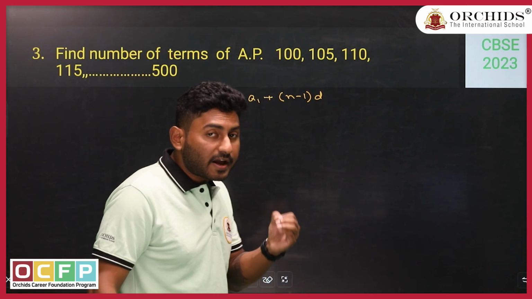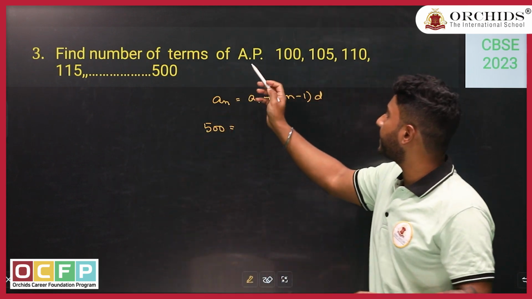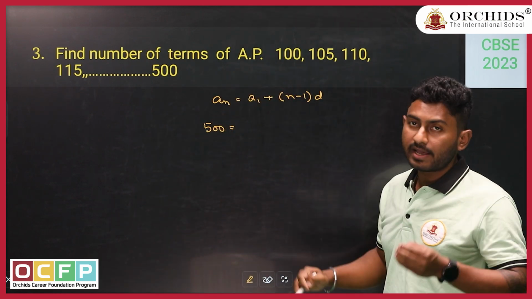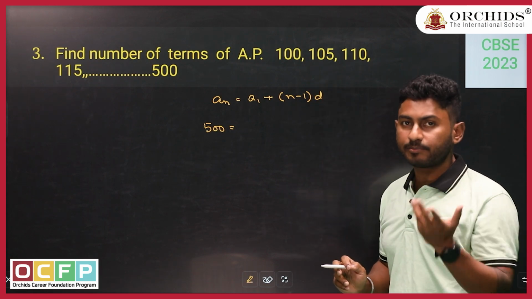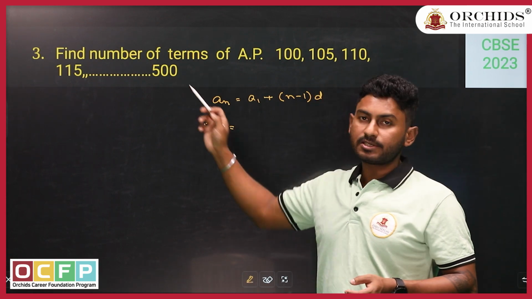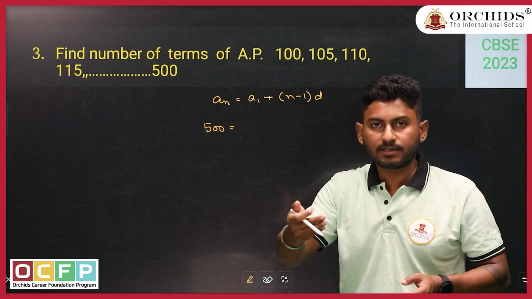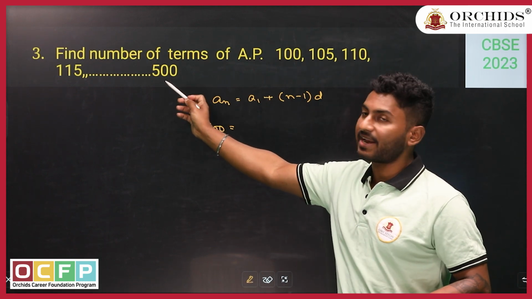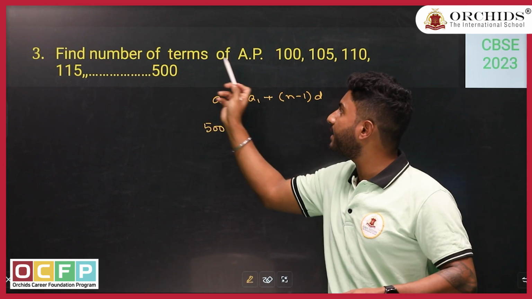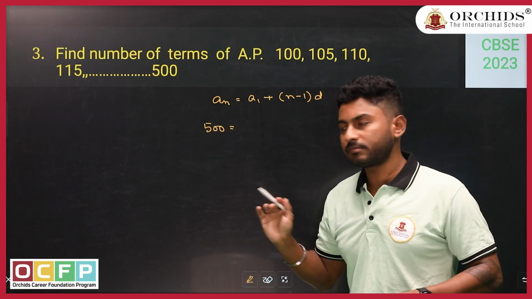Now where does this 500 stand? I mean, if I say this number 100, it stands in the first position. 105, it stands in the second position, right? So where does this particular number stand? If you find out that one, we are done. Why? Because this will stand at the last position. How many terms? That number of terms, I will get it.